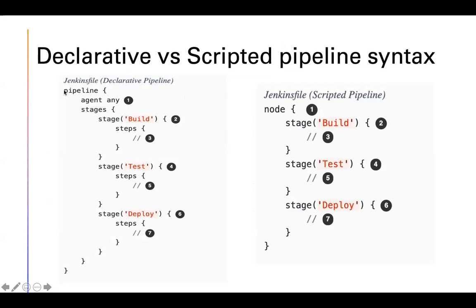So scripted, again, the first thing you notice is this pipeline on top. Everything is within that big pipeline. Whereas in this scripted pipeline, it starts with node. Just things to know, nothing serious. And these are the stages. Then this one has stages, then stage or whatever. So these are the parts.